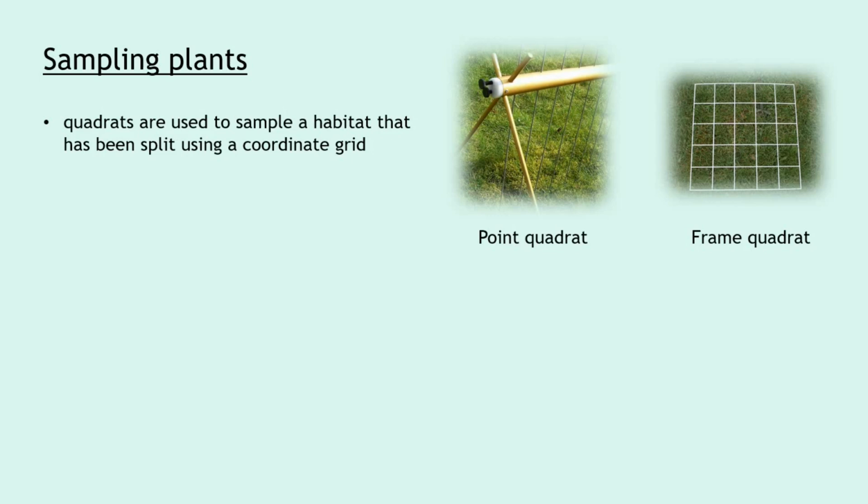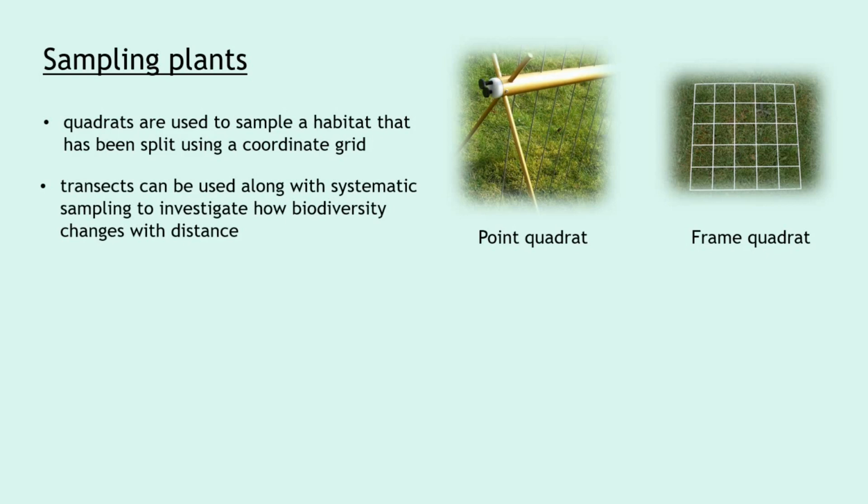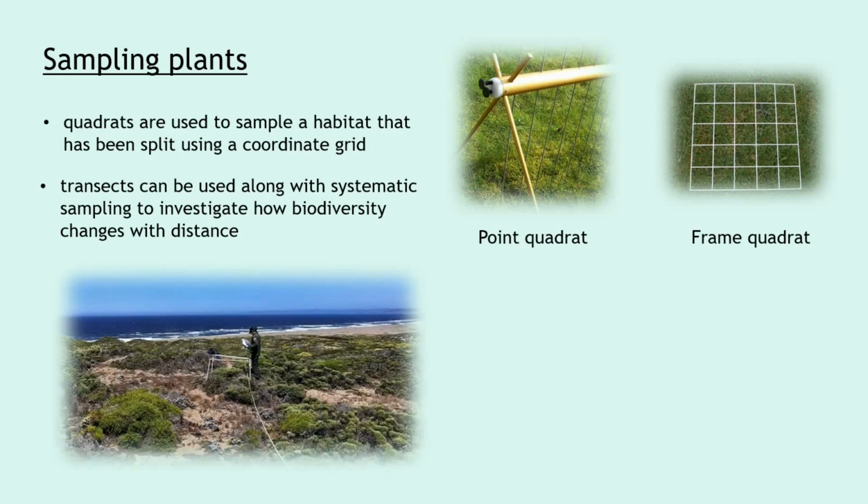You can also use transects, and you tend to use this with systematic sampling, and you can look at how biodiversity, how species richness and evenness changes with distance. So here is an image of a transect. You can see you have this measuring tape, this line that stretches probably from the sea to somewhere else inland. And you can look at how a named biotic or abiotic factor changes with distance away from the sea, and therefore how biodiversity changes with distance from sea.